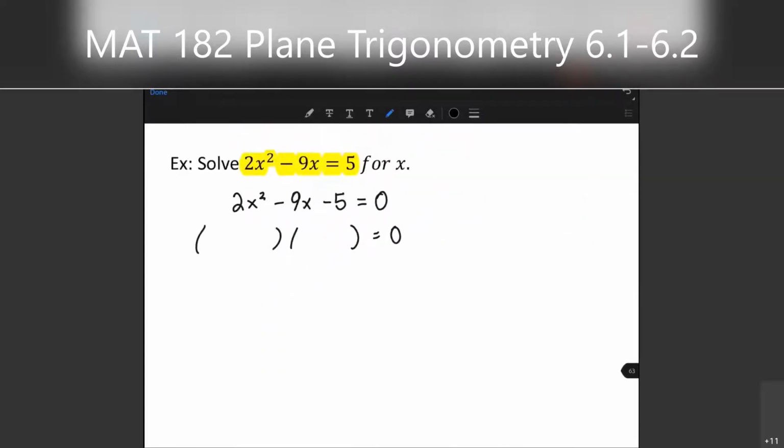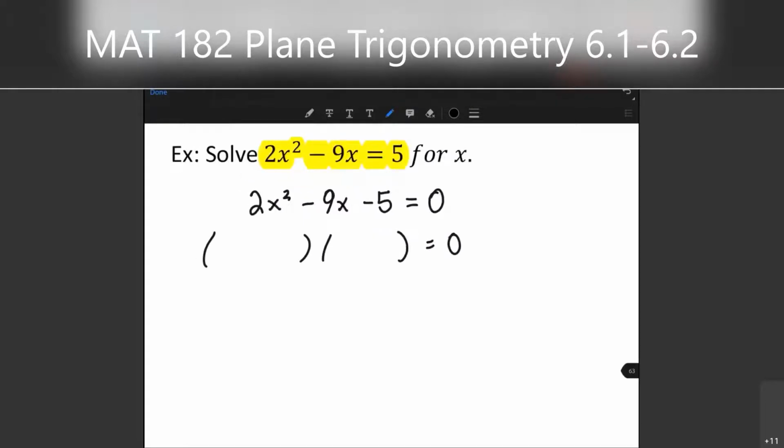So I want to consider a couple things. First, we are going to consider that first term, 2x squared. So we need a combination that's going to multiply to that in the front. We could say that 2x and x would work for those first two positions to multiply to 2x squared. And then I'm going to look at -5. So I want two numbers that would multiply to -5. There's really only two combinations there that would work. I could either have -5 times 1 or 5 times -1.